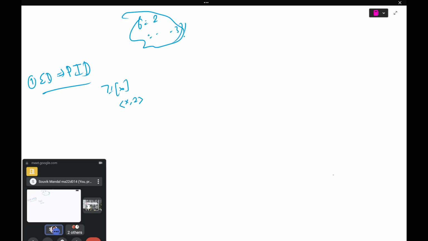Yeah, perfectly fine. So good, very nice. So why can this ideal generated by x and 2 not be generated by a single element? Any idea? If you have a rough idea, then also you can tell. Whatever thinking you are doing, just tell without any hesitation.